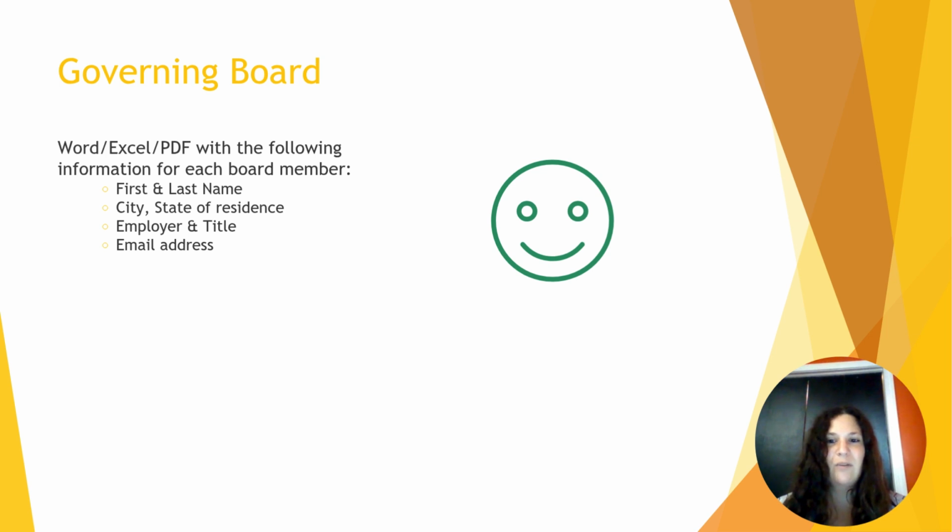For the governing board, we just ask that you upload a document which contains the first and last name of each of your board members, the city and state of their residence, their employer, and their title, and then their email address. This just gives us some information about your board, and just helps us give information about your organization as well and who supports them.